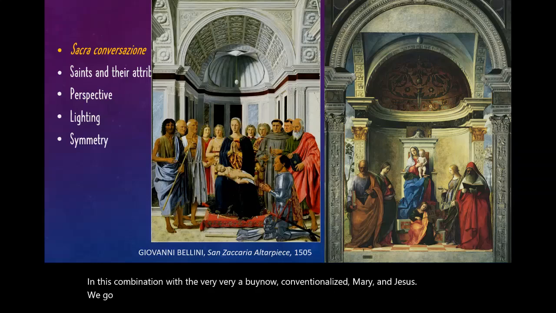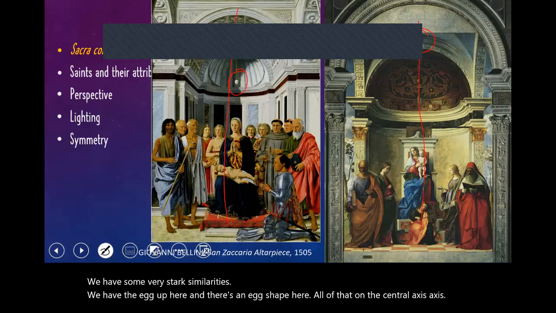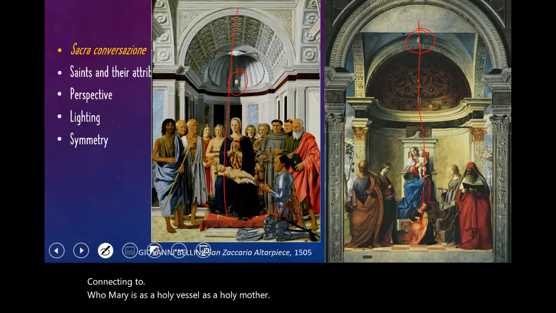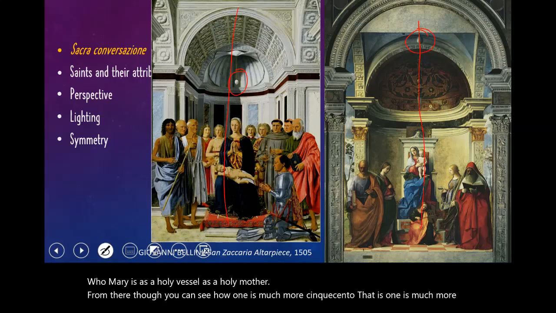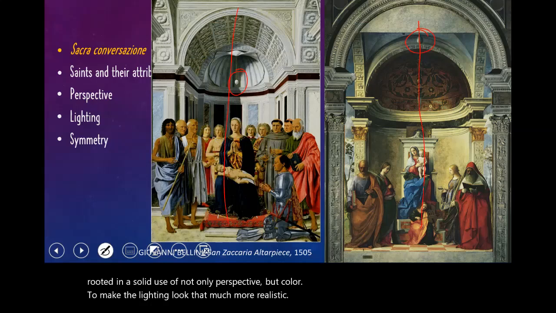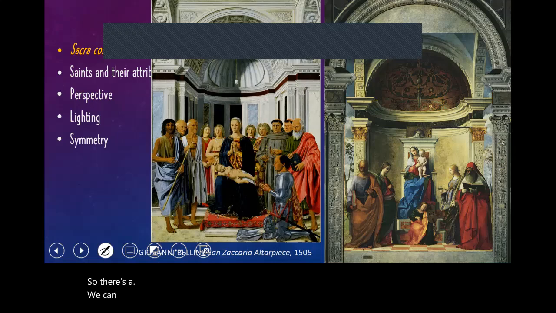If we go back to Piero della Francesca's work for the Duke Montefeltro, we have some very stark similarities. We have the egg up here, and there's an egg shape here. All of that on the central axis, connecting to who Mary is as a holy vessel, as a holy mother. From there, though, you can see how one is much more Cinquecento, that is, one is much more rooted in a solid use of not only perspective, but color to make the lighting look that much more realistic. Because the clinical brightness of Piero's, that's Quattrocento. So we can tell, oh, this isn't quite so convincing, right, as the one on the right.